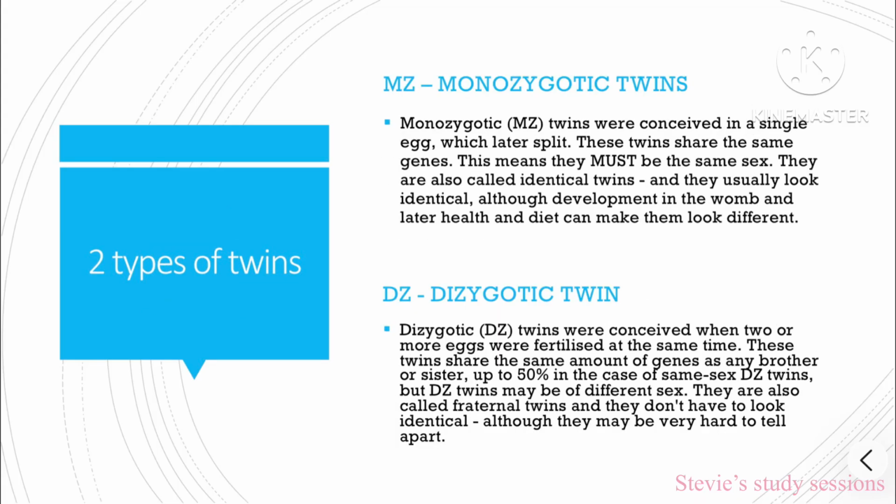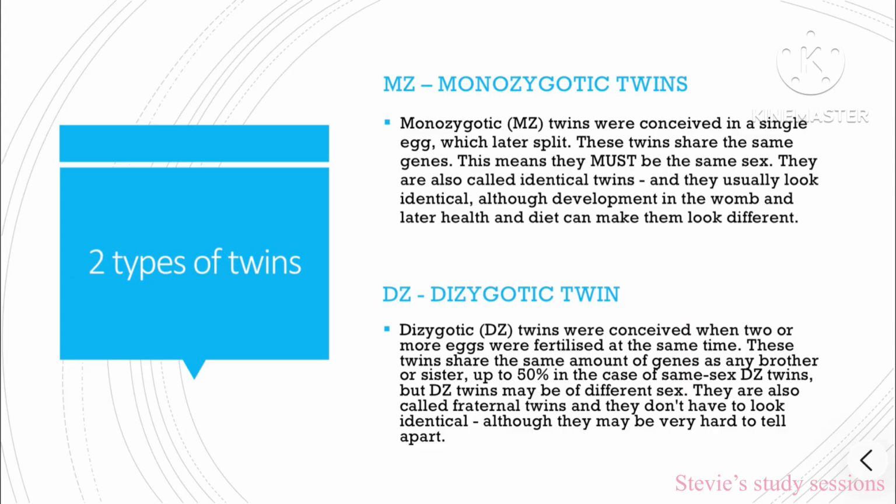There are 2 types of twins, monozygotic twins and dizygotic twins, MZ and DZ. Monozygotic twins are twins conceived in a single egg, which will split later. These twins share the same genes. This means they must share the same sex. They are also called identical twins, and they usually look identical, although development in the womb and later health and diet can make them look different.